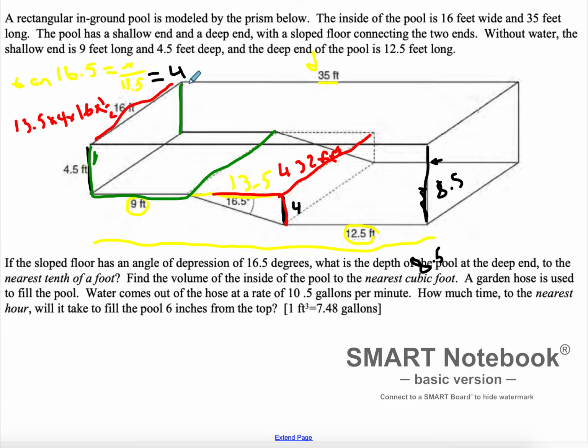And how much is this? Well, it's actually just the regular rectangular prism. We just got to do 4.5 times 9 times 16, which gives you 648 cubic feet. I'm not going to write that out. It's just a regular rectangular prism. 16, 4.5, and 9 gives you 648.